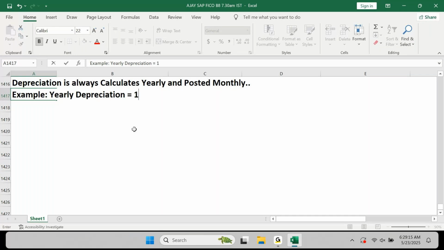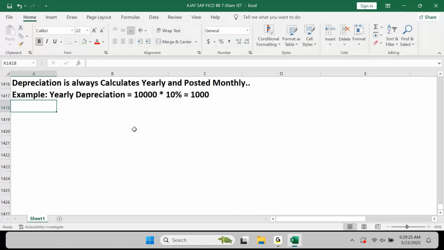Yearly depreciation is equal to 10,000 into 10%. How much will it be? 1,000. Yes. Monthly depreciation. Those who have background noise, please be on mute. Jaypal, can you please go on mute?